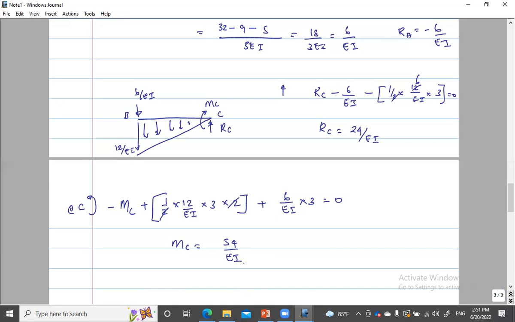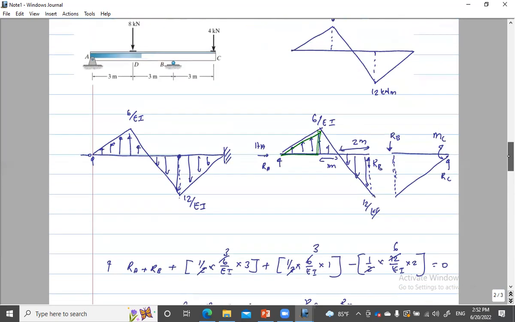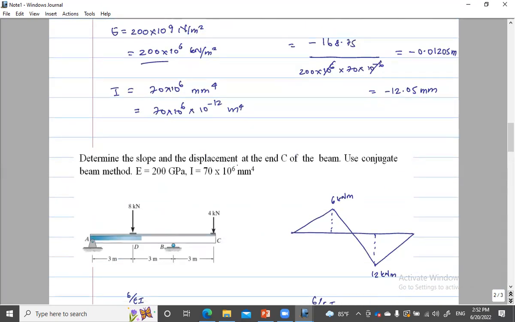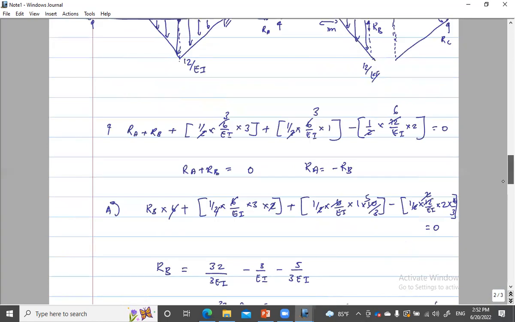So the deflection at C is minus 54 over EI. So the bending moment in the conjugate beam is equal to the deflection in the real beam. Okay. So the question is displacement at the end of beam, end C of the beam. We got it, and we need to substitute the value and get the values.